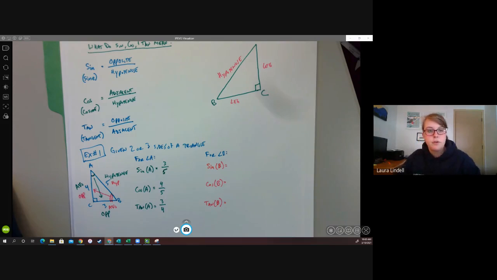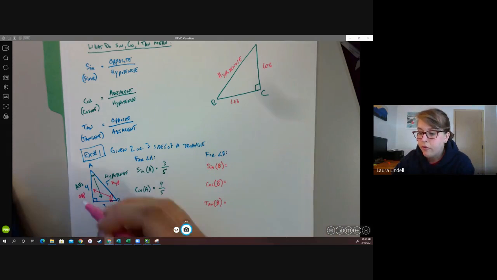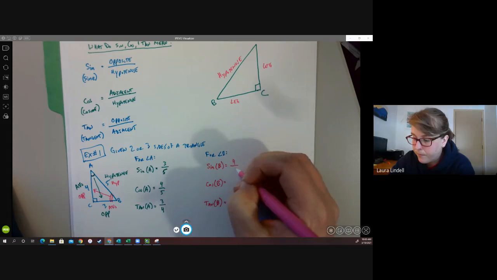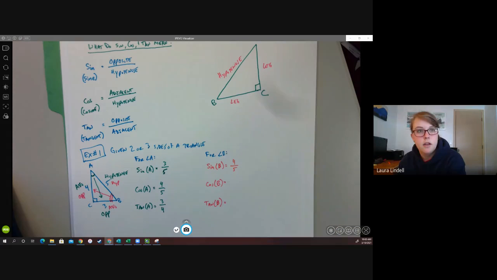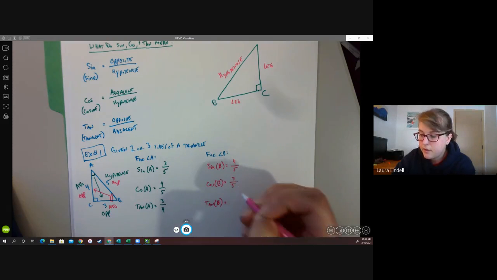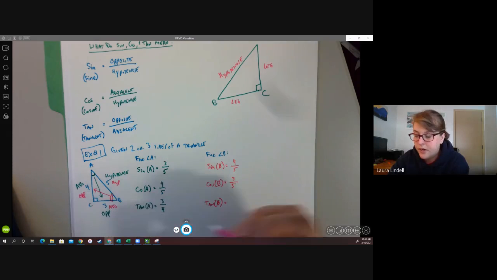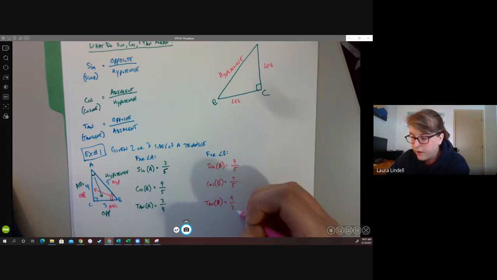So now we go through and do these same ratios again, except using the sides labeled with respect to angle B. So for opposite over hypotenuse, for sine, we'd go 4/5. For cosine, adjacent over hypotenuse, we would go 3/5. And then for tangent, opposite over adjacent, we would go 4/3.